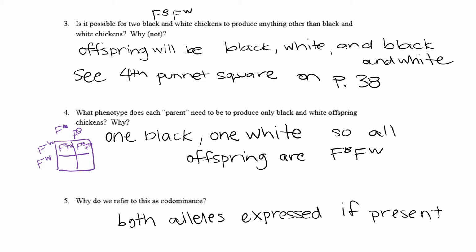Okay, and why do we refer to this as codominant? Both alleles are expressed if present. You can think about if you have a co-worker, that's two people working together, if you cooperate. So that prefix of co indicates that both things are valued kind of equally within it.